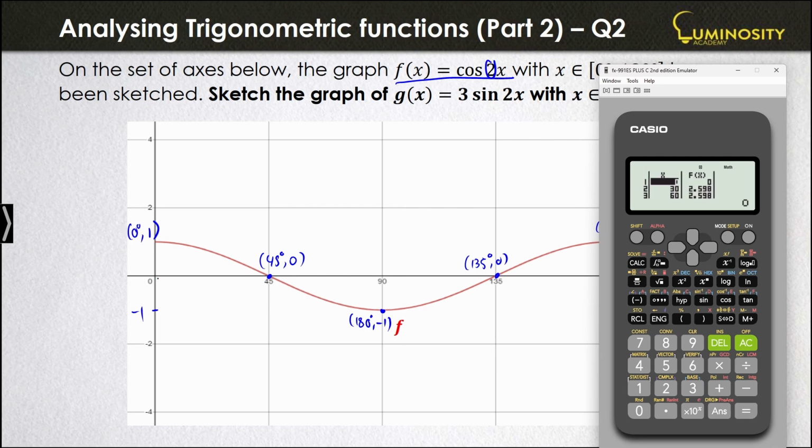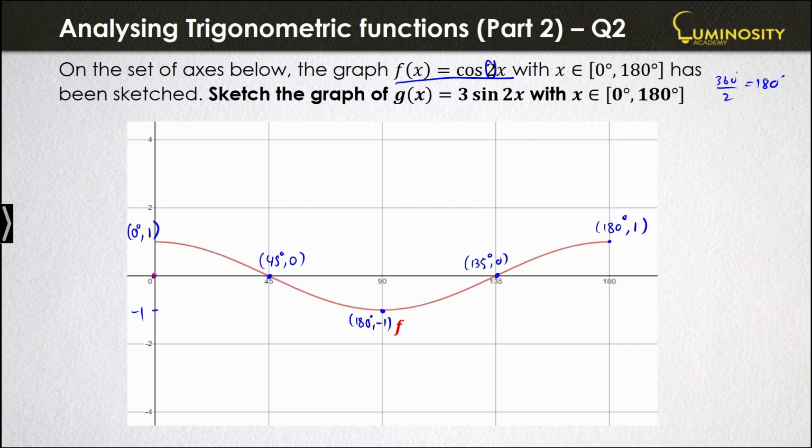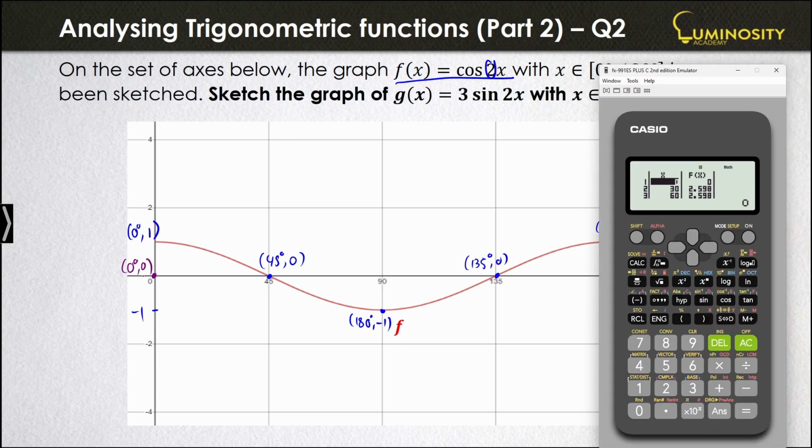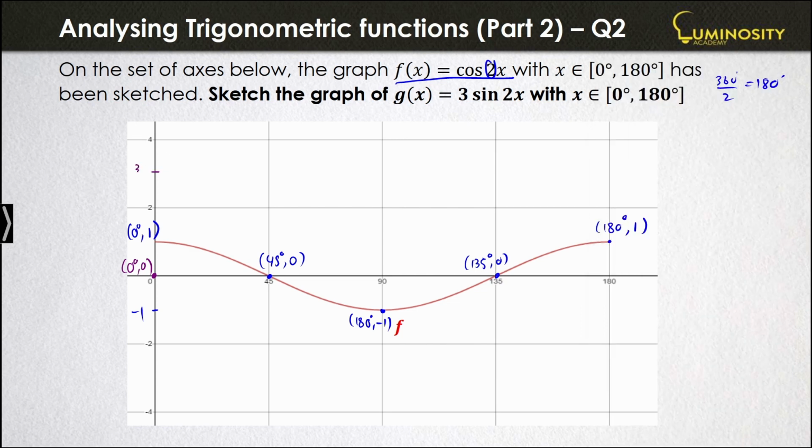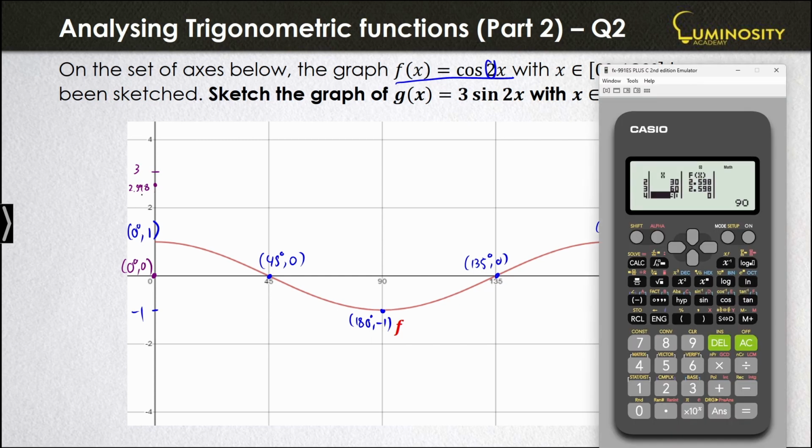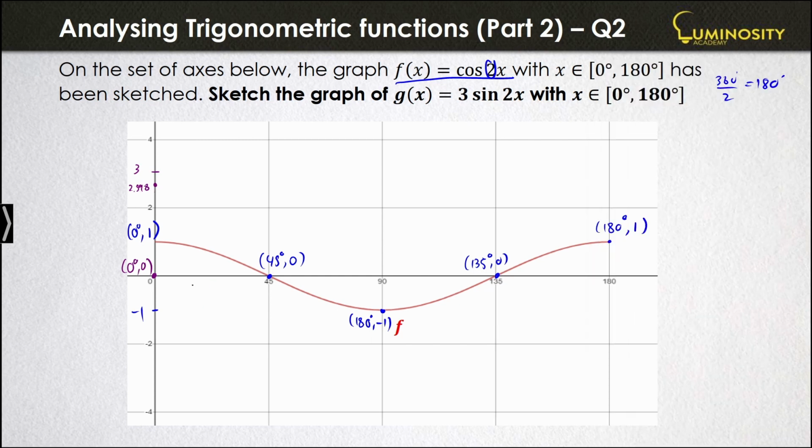So at 0 degrees, we have 0. So that is an x and y intercept. At 30 degrees, we have 2.598. So that's almost 3 here, so 2.598 will be somewhere up here. So at 30 degrees and at 60 degrees, it'll be there.